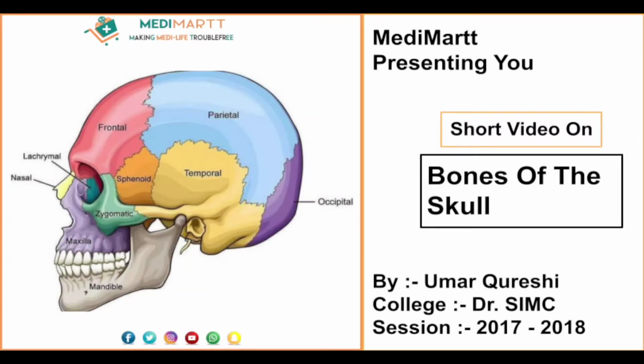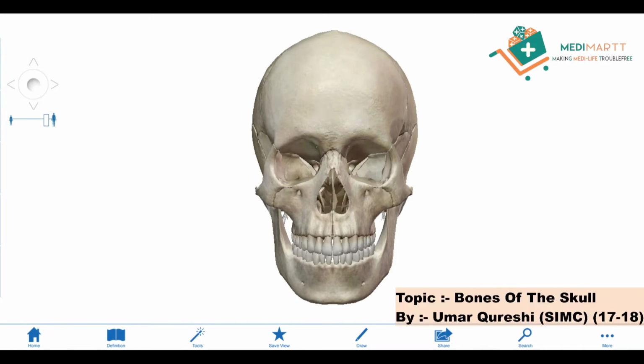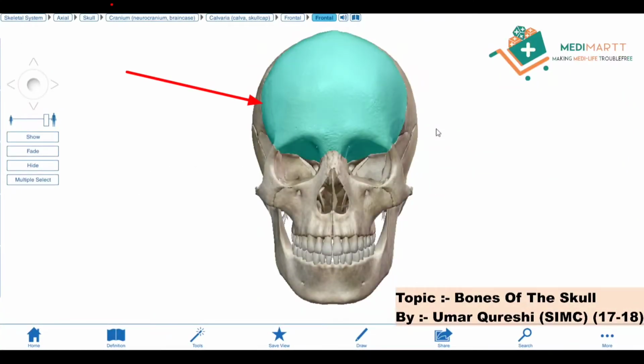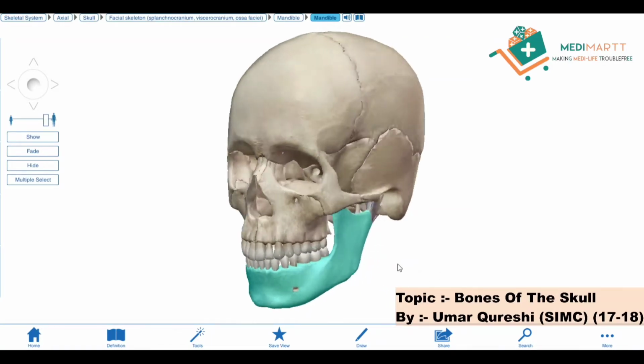So let's start our topic and move towards it. Okay, so this is the front view of the skull. Today we will discuss all the bones. So this bone over here is the frontal bone. Then these two bones over here are the nasal bones of the left side and the right side. Then these two bones we can see are the maxilla of the right side and the left side, and these are the teeth. Okay, then this is the mandible. So all the bones we have covered from the front view.